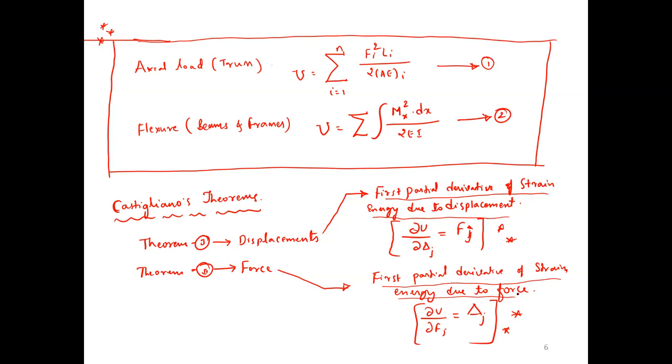These are the two Castigliano's theorems, and especially theorem two is very, very important. With respect to theorem two, we can apply this theorem to these two equations. When we apply it, dou U by dou F: if you partially differentiate F squared, you get 2F. So the 2s get cancelled, and finally we get one equation.